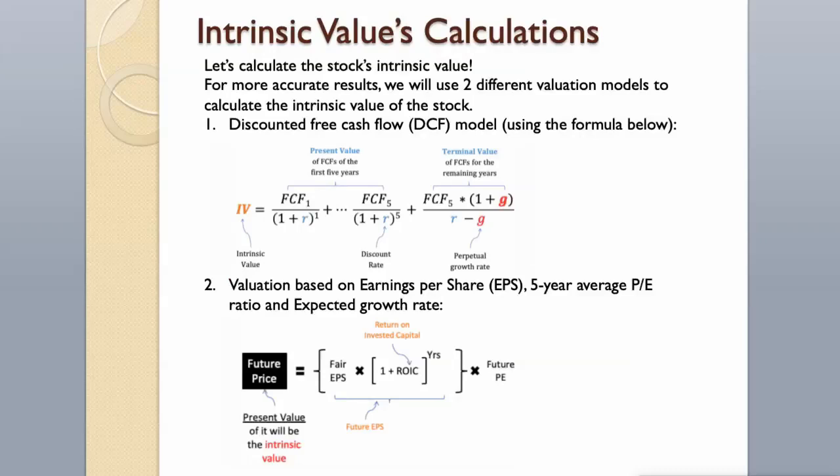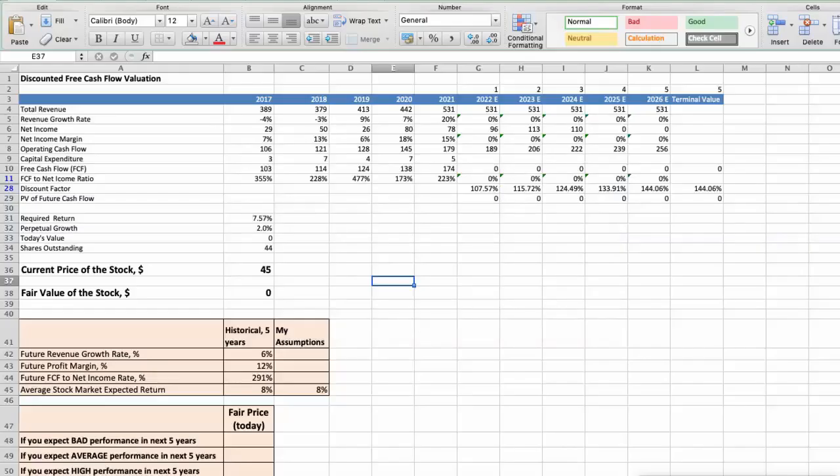For more accurate results, we will use two different valuation models to calculate the intrinsic value of the stock. Discounted free cash flow model, using the formula below, then, valuation based on earnings per share, 5-year average P/E ratio and expected growth rate. First model. Discounted free cash flow valuation.